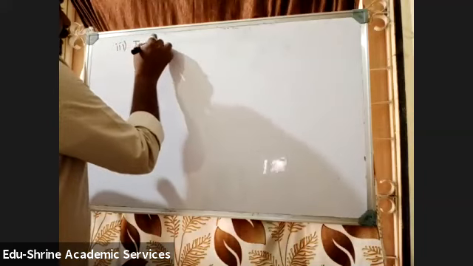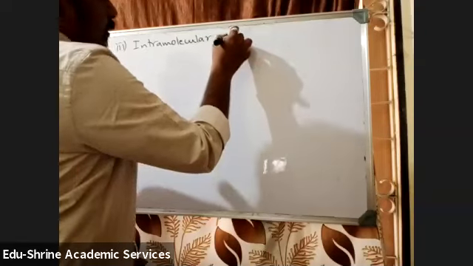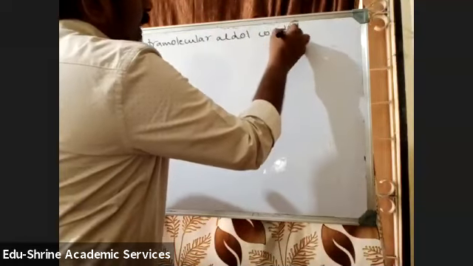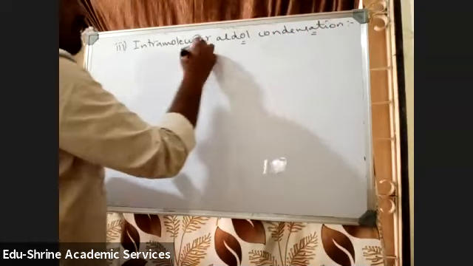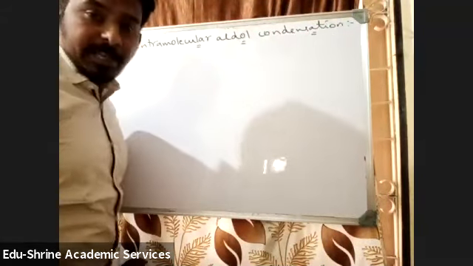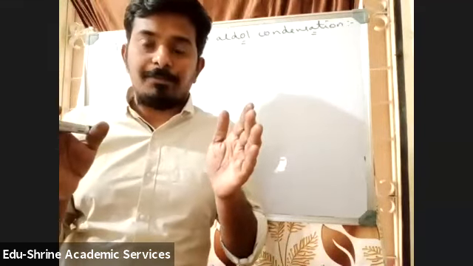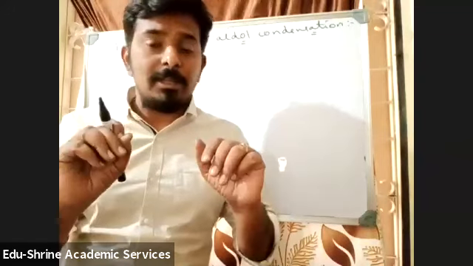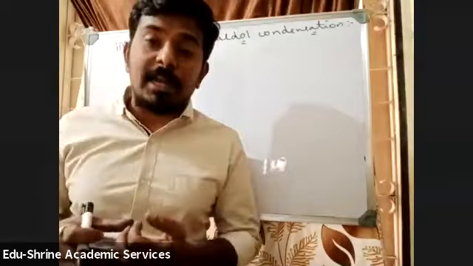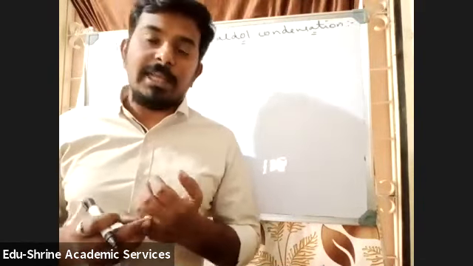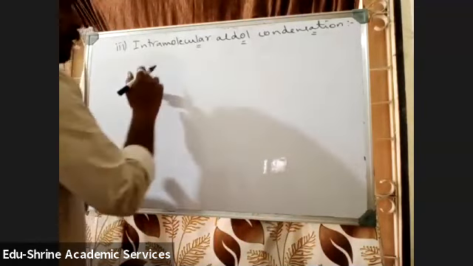The third one is intramolecular aldol condensation. Intramolecular aldol condensation means the reaction takes place within the molecule. Up to now we have taken 2 different molecules, where each molecule contains only either an aldehyde group or a ketone group. Now if within the molecule there is more than one aldehyde group, how does the reaction take place? That is called intramolecular aldol condensation. So what do you mean by this reaction?